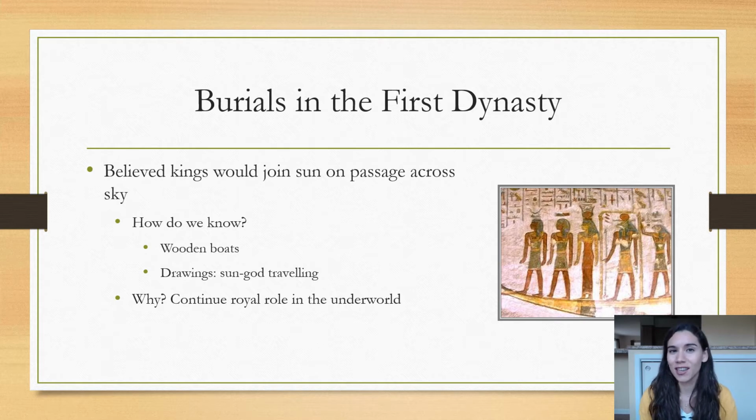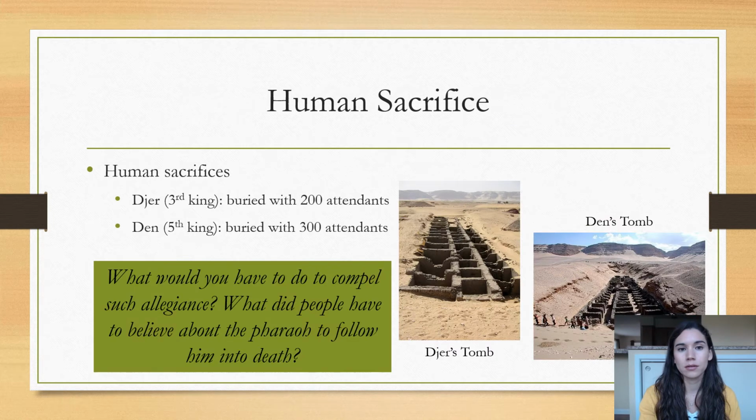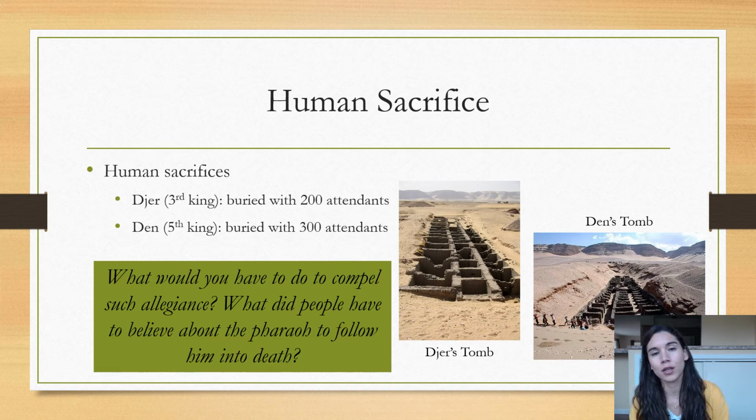So one of the interesting characteristics of the First Dynasty of Egypt is how they buried their pharaohs. During this time, they believed that the king would join the sun on a passage across the sky. And we know this because there have been wooden boats found in burial chambers ready to embark on this journey. There are also drawings like the one I put here of the sun god traveling. And the reason for this was that a pharaoh could continue his royal role in the underworld. Another characteristic of burials was human sacrifice.